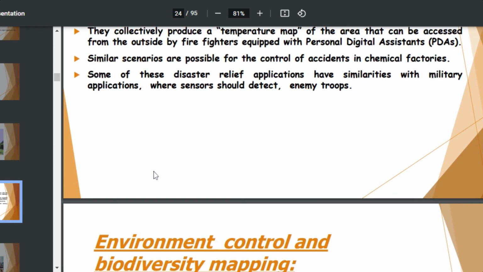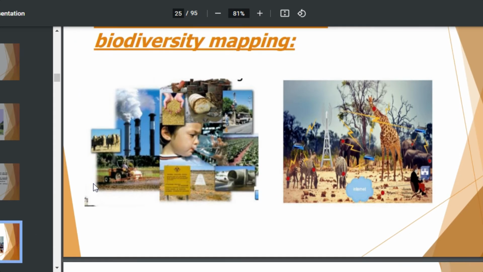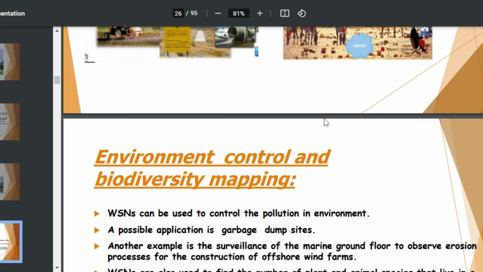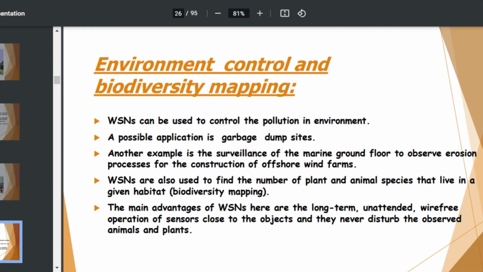And the next comes environment control and biodiversity mapping. So what happens here? Whenever there is a leakage, whenever there is a change in the quality of the drinking water, whenever there is stagnant drainage water, or whenever the habitat of an animal is declining and its lifetime is going down, or in order to identify the food habits of the animals, we make use of this wireless sensor network. So it is majorly used to control pollution in the environment.